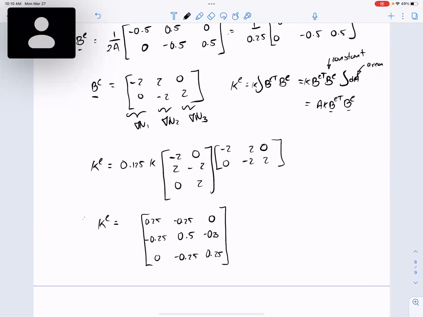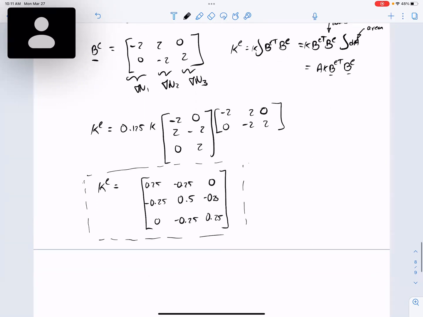Otherwise, I don't care if you do it with Python or MATLAB, but let's say that this is the stiffness matrix for the element. In this case, there's no need to do assembly since there's only one element. So there's no need to go from the single stiffness to the big stiffness matrix. That's one thing that we need. The other thing that we need is the force vector.